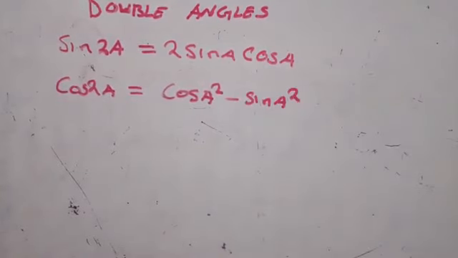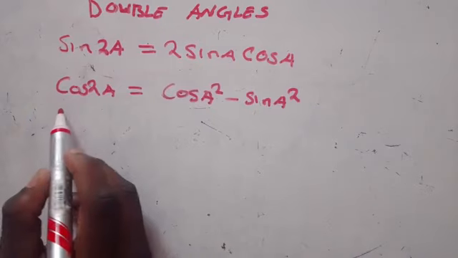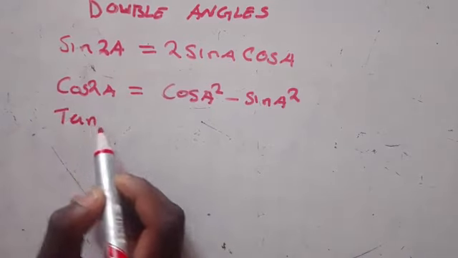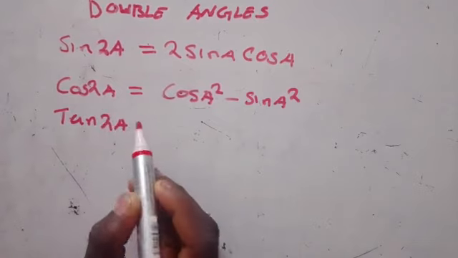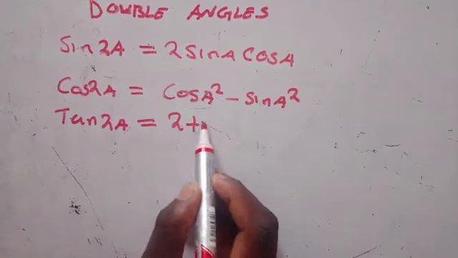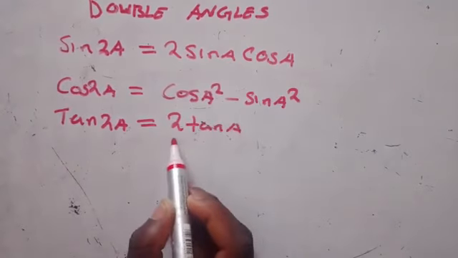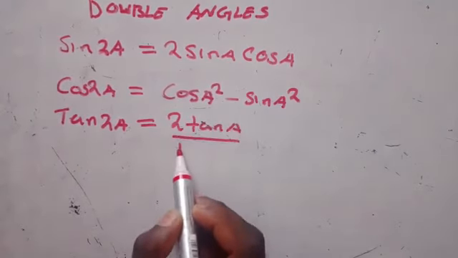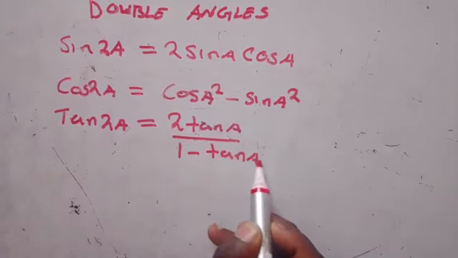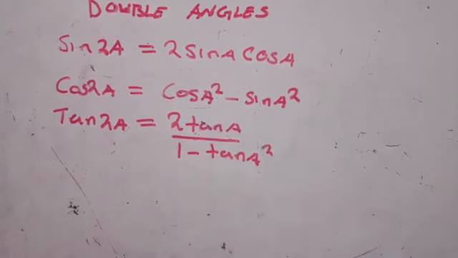The last one is tan 2a. Tan 2a is equal to 2 tan a divided by 1 minus tan a squared. Okay, so let's just elaborate more on this.